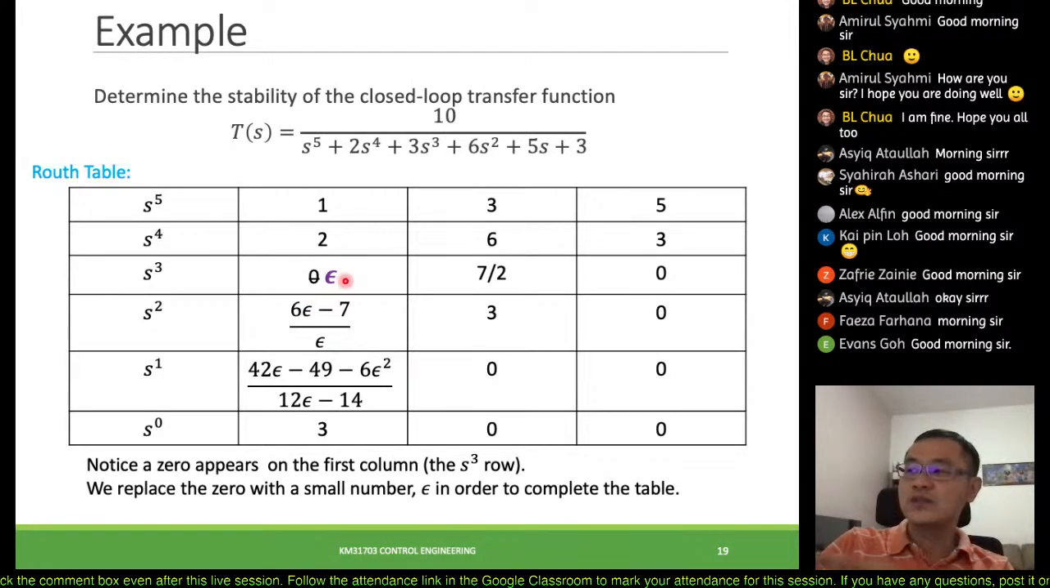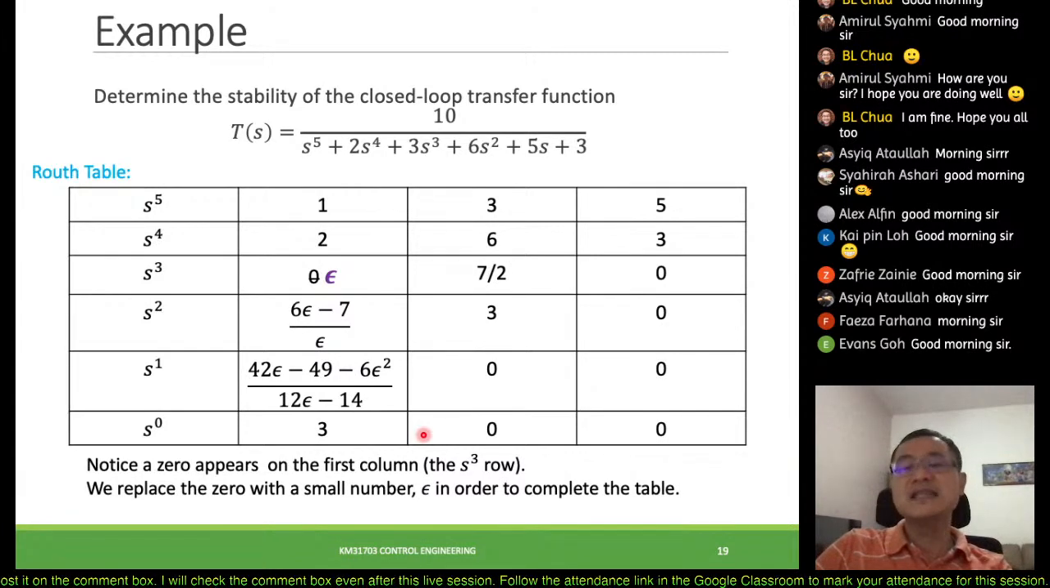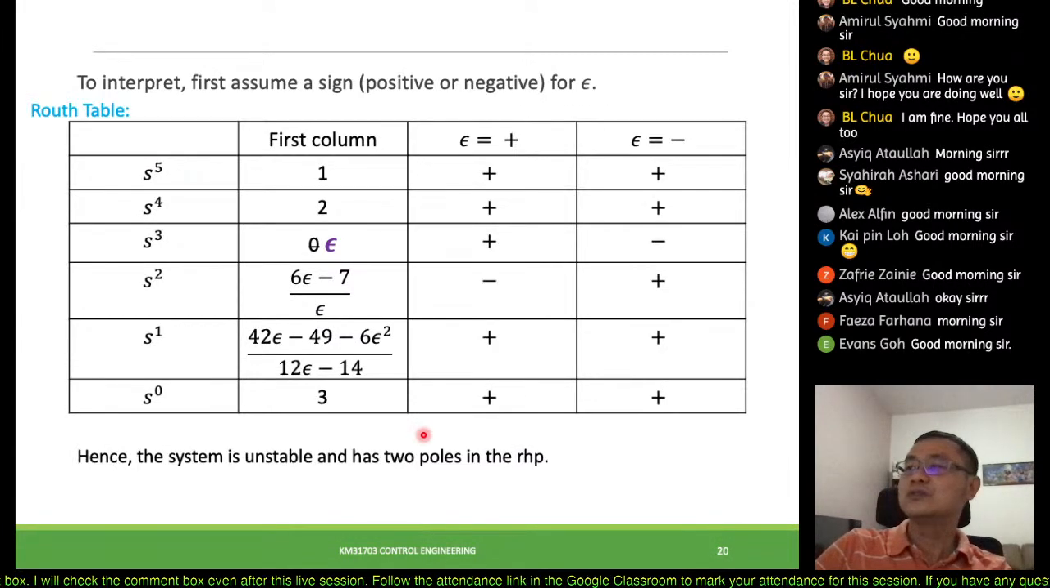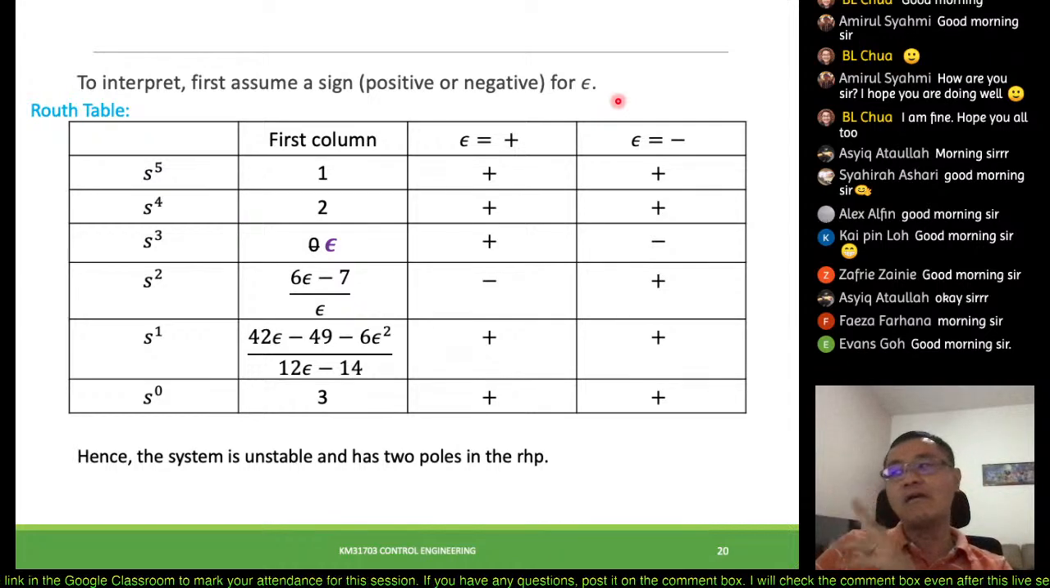When we encounter the zero, we will complete the Routh table and we get this, right? So what happened is that we notice that there is a zero over here, we replace it with epsilon, okay, we get this. Now when we try to interpret, we have to assign whether the sign for the epsilon is positive or negative.